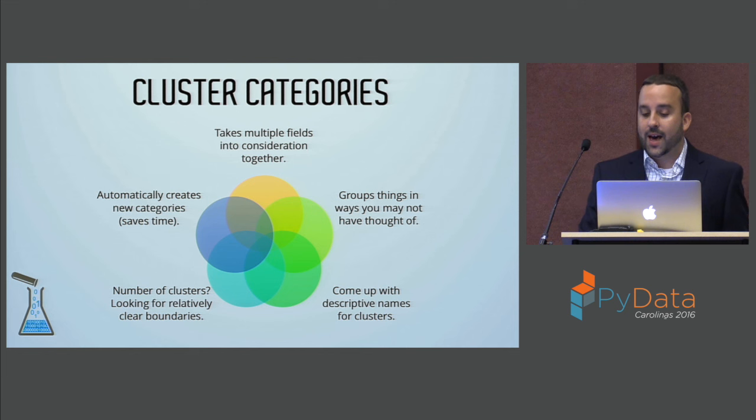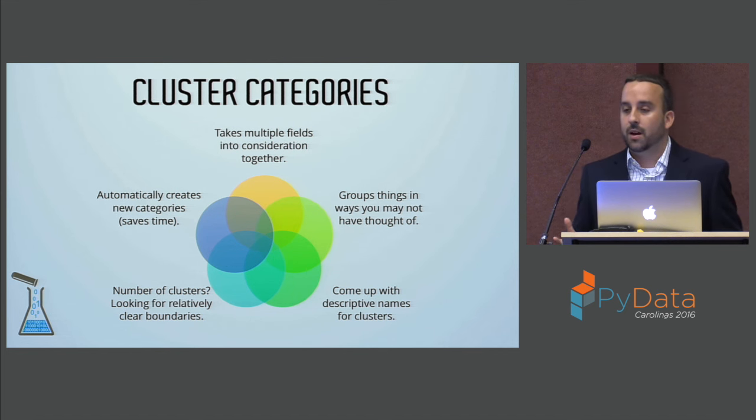It also creates new categories for you automatically, which is great because it saves time versus you having to comb through the data yourself, trying to identify any patterns and form categories based off of that. The third reason I like clustering is because it sometimes groups things in ways that you as a human may not have thought of yourself. And I'm a big fan of humans and machines working together on stuff like this.